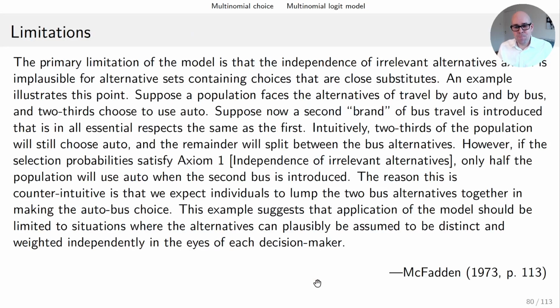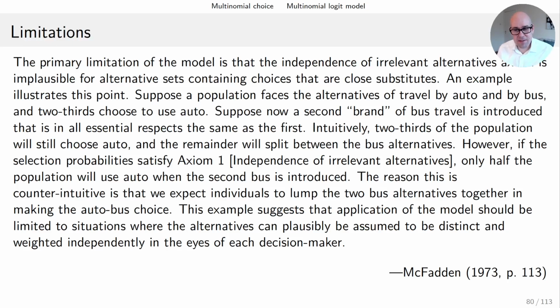Now, the model is great, but it also has limitations. This quote here is from a paper by Dan McFadden, predating the one I cited in the very beginning, so 1973. And what he says here is that the primary limitation of the model is what is called the independence of irrelevant alternatives axiom. And that axiom he deems implausible for alternative sets containing choices that are close substitutes.